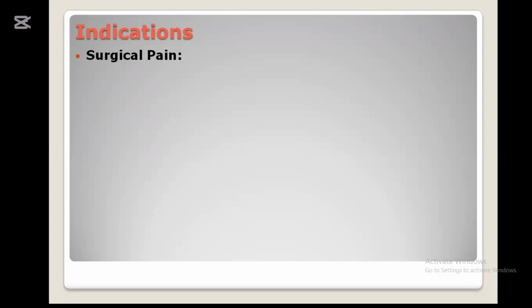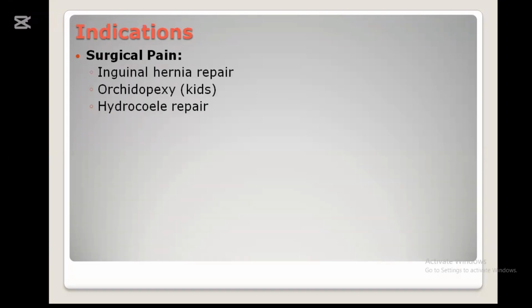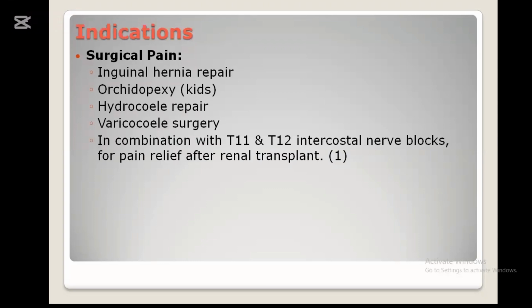That means some surgeries can be performed under this block. I will tell you later how. So for inguinal hernia repair, orchidopexy, hydrocele repair, varicocele surgery, the pain can be relieved, or the block can be used for post-op analgesia for these procedures, and also in combination with T11, 12 intercostal nerve blocks for pain relief after renal transplant. And these surgeries can be performed under the iliohypogastric ilioinguinal nerve block, and I will tell you how.